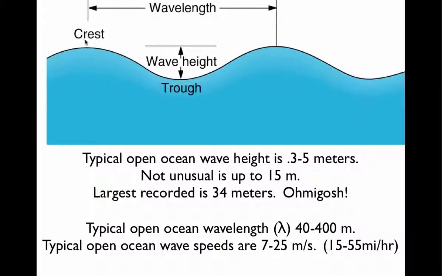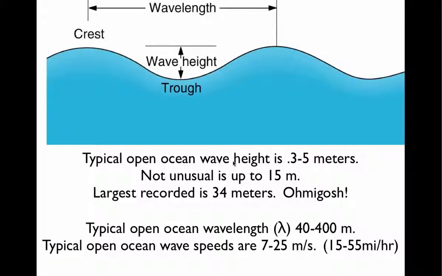Some important concepts. The top of the wave is called the crest, the bottom is called the trough, and the difference between the crest and the trough in oceanography is called the wave height. In physics, it's half that distance. The distance between two crests or two troughs is called the wavelength. The wavelength is indicated by the Greek symbol lambda.